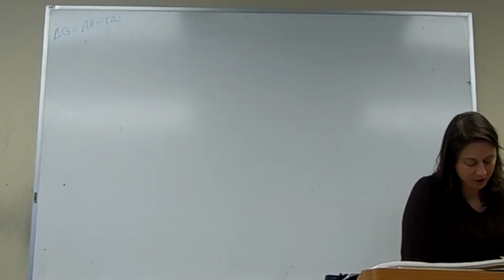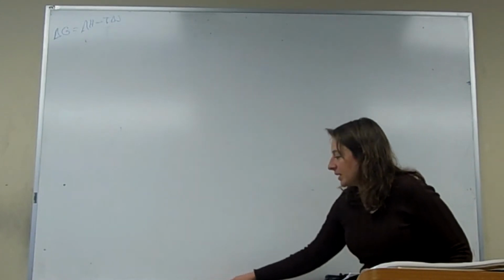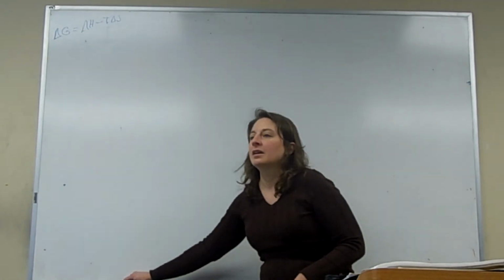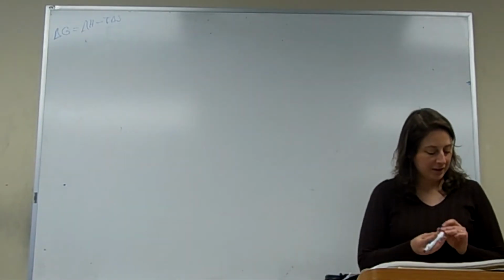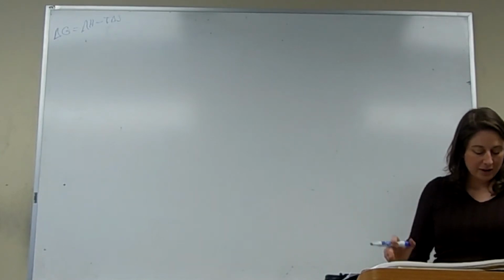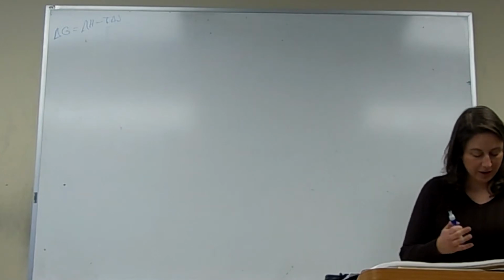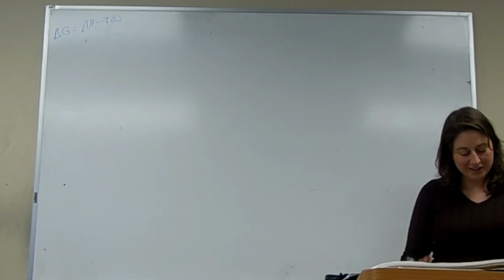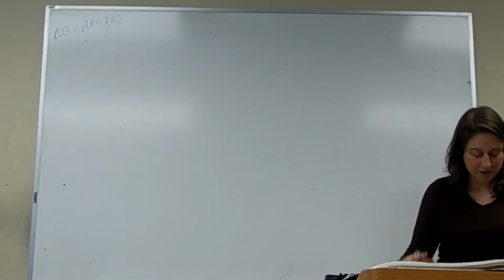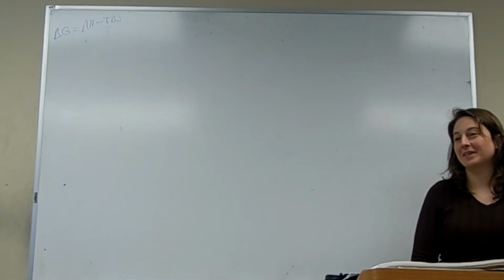What is the temperature range for which it's spontaneous? Okay, so spontaneous means Gibbs is negative. So these are all definitions you've got to know, right? Entropy is negative, things are becoming more chaotic. Enthalpy is negative, it's exothermic. Gibbs is negative, it will be spontaneous.